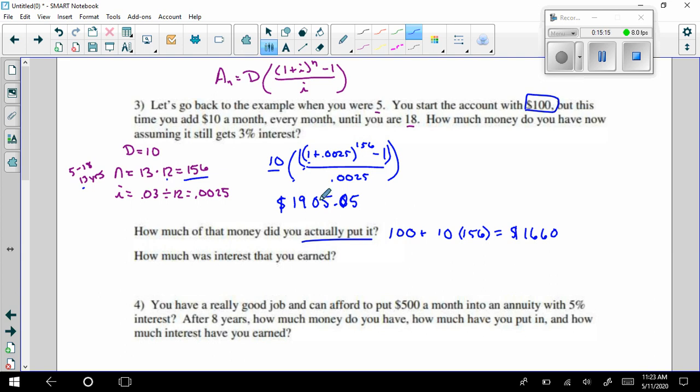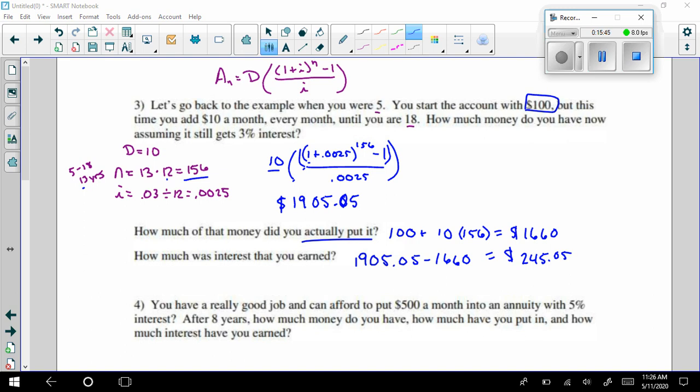And then how much interest did you earn? We're going to take our final balance and subtract what we put in of our own money. And that will give us what the remainder was, which would then be the interest. So earned a total of $245.05 in interest.